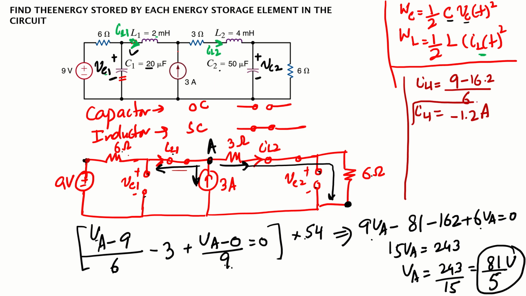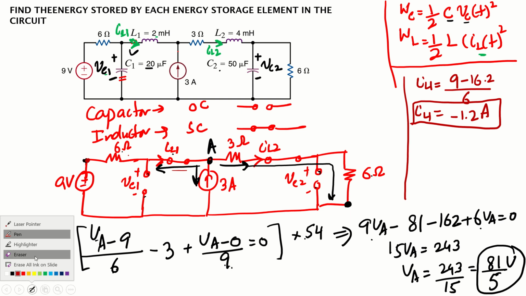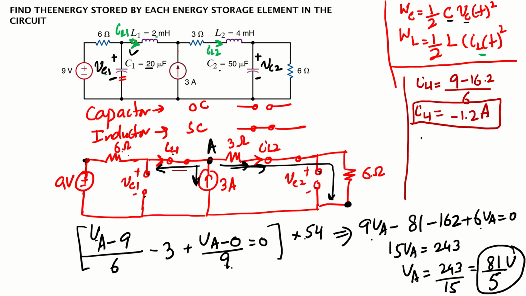So this is the current IL1. Similarly, we can easily find the current IL2. Current IL2 is the current flowing through this branch, right? So IL2 will be this voltage, which is 81 over 5 or 16.2, minus this voltage, which is 0, divided by the resistor. What is the resistor? 6 plus 3, 9. So 16.2 divided by 9 gives me a current of 1.8.